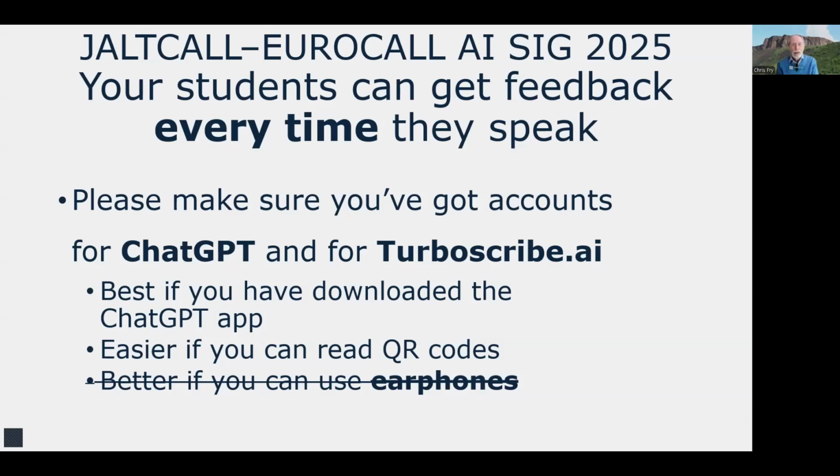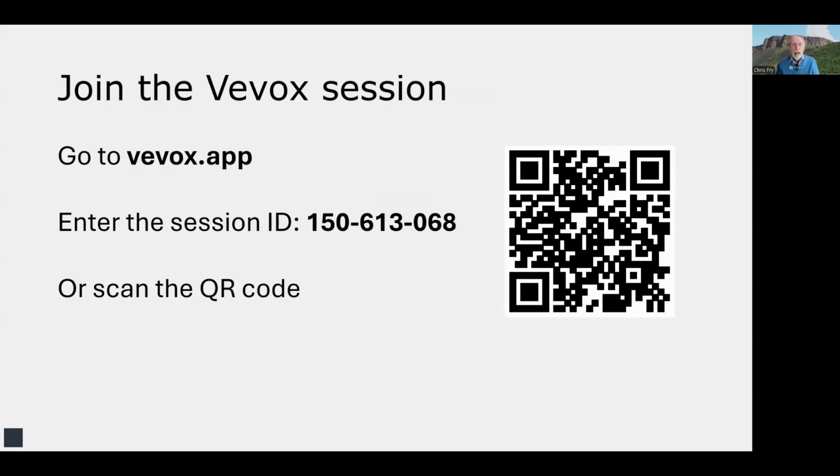Just a reminder that if this is going to be a workshop, you've all got to have accounts with ChatGPT and TurboScribe AI. It's going to work best if you've downloaded the ChatGPT app. But if you haven't, well, we'll manage somehow. It's certainly going to be easier if you can read QR codes, which are going to be used quite frequently in this webinar.